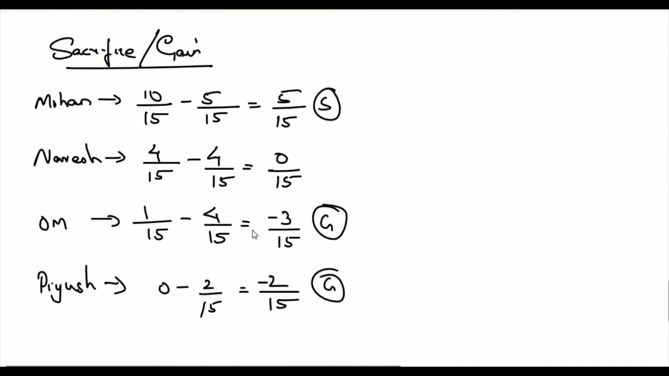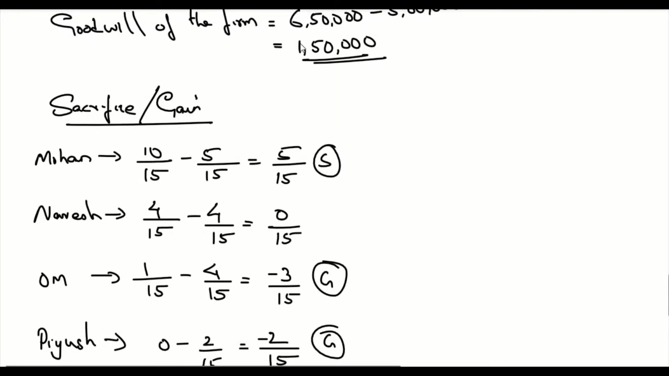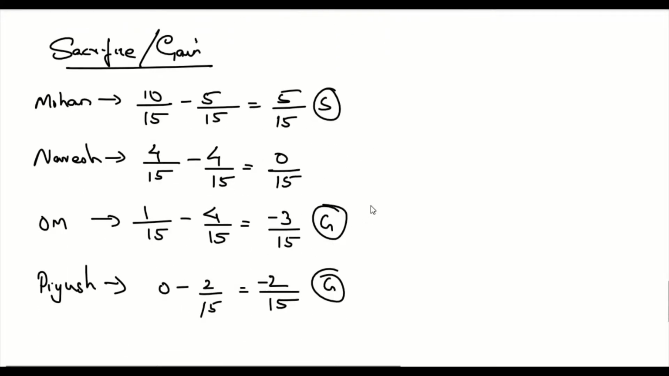Now we know that the goodwill of the firm is 1,50,000. It is mentioned, like we calculated, goodwill of the firm is 1,50,000. So now we need to calculate how much goodwill each of the gaining partners has to bring. So for Om it is 1,50,000 multiplied by 3 by 15. So Om has to bring a goodwill of rupees 30,000.